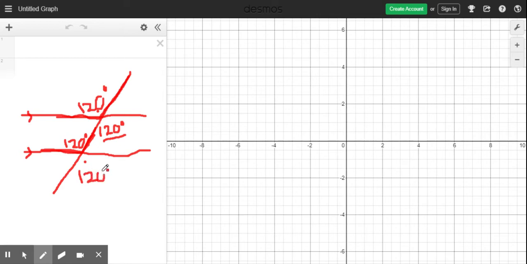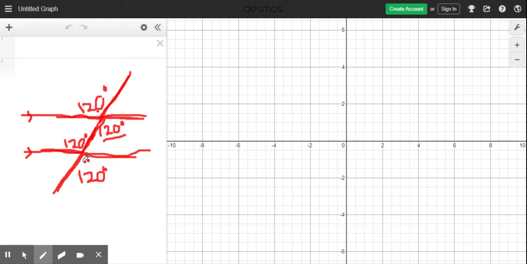That one will also be 120 degrees. And this gives us another set of corresponding angles. So we have 120 here as well as here. These are the same shape. So those are corresponding angles. So I have four 120s.